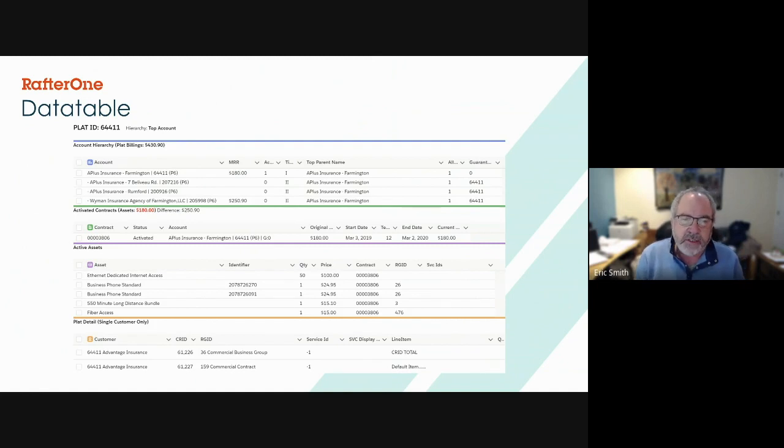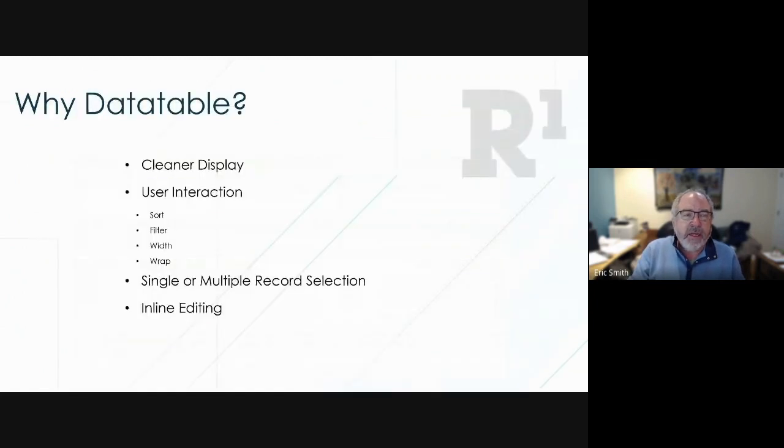Dynamic record choice just wasn't enough. I wanted the ability to present fields, present records, and make them selectable in a much cleaner way. So I had that cleaner display. And the nice thing about the data table is the user can interact with the data table. And they can change it to suit their own needs while they're working with it.